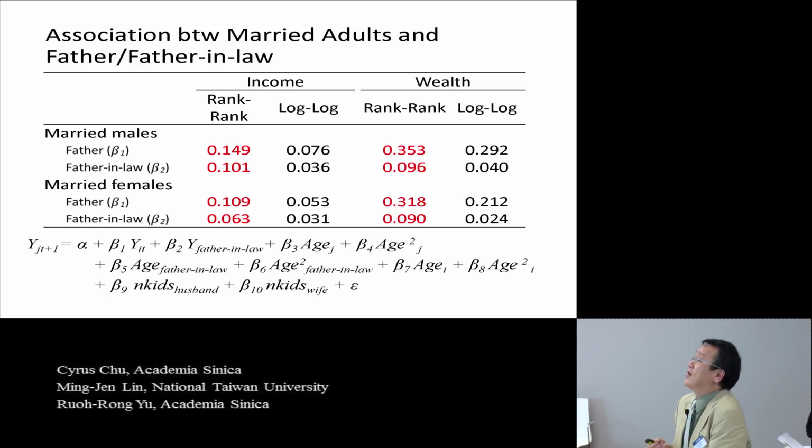Okay, here's the regression, similar to a research done in the United States. That is, you regress somebody's, say, wealth on their parents' income, and you also regress on their parents-in-law's income. That's a kind of assortative mating idea. And it turns out the rank or log is about this size. So own parents' elasticity is larger than parents-in-law. That sounds intuitive.